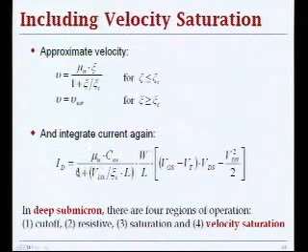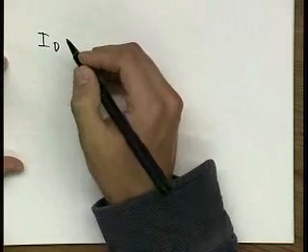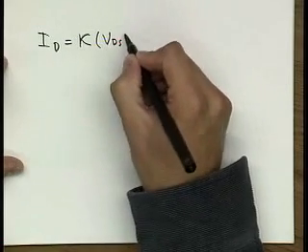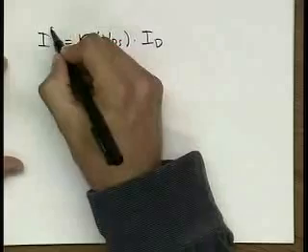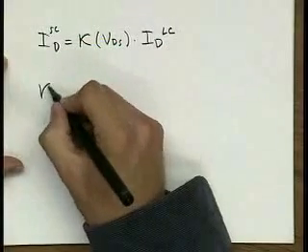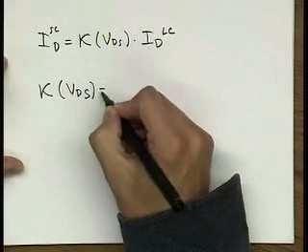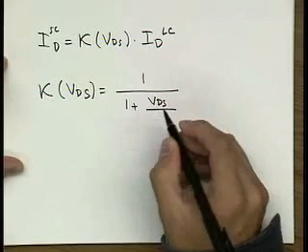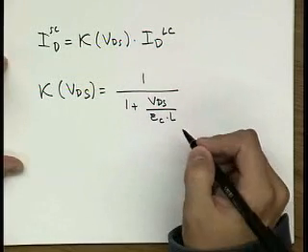So what this means for the current equation is that your gain factor is now modulated with this velocity saturation term. You basically had your old expression, going to the overhead, please. You had that your ID for the velocity saturated short channel device is equal to K of VDS times ID for your long channel device, where this K of VDS is equal to 1 over 1 plus VDS times this critical field times L.